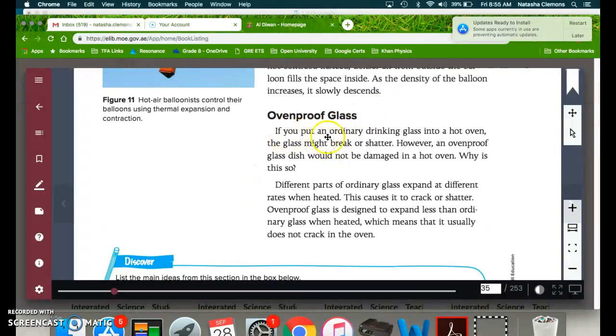Oven-proof glass. If you put an ordinary drinking glass into a hot oven, the glass might break or shatter. However, an oven-proof glass dish does not get damaged in a hot oven. Why is this so? Different parts of ordinary glass expand at different rates when heated. This causes it to crack or shatter. Oven-proof glass is designed to expand less than ordinary glass when heated, which means it usually does not crack in the oven.